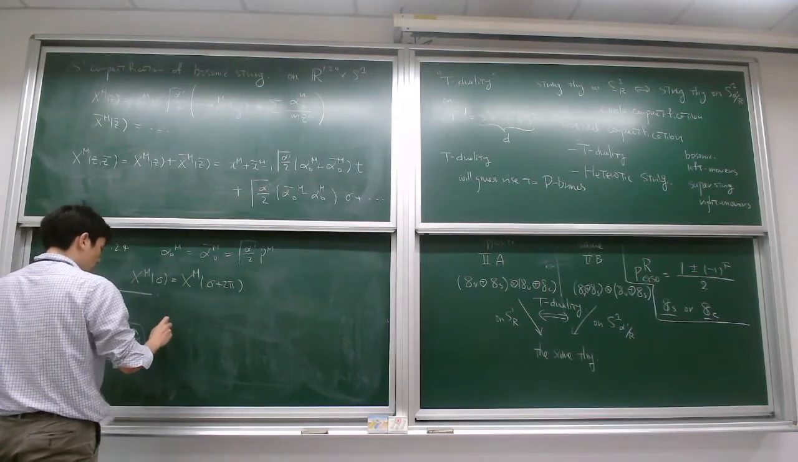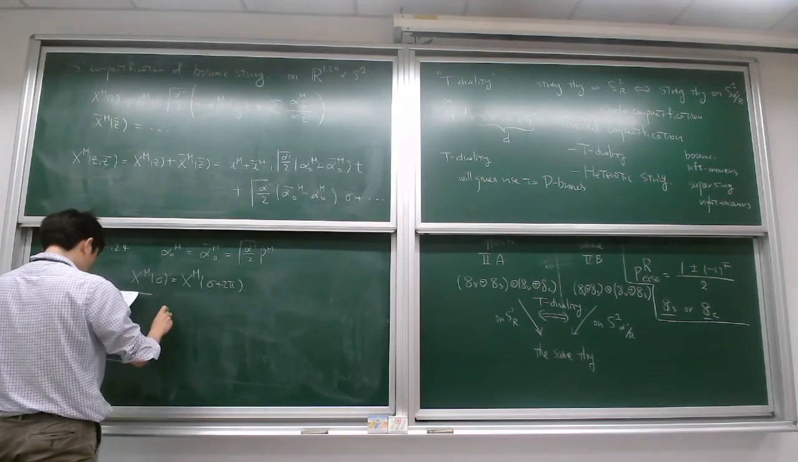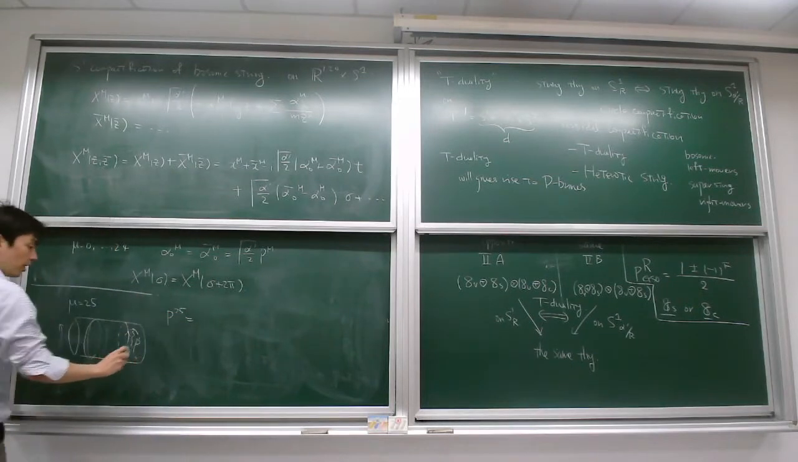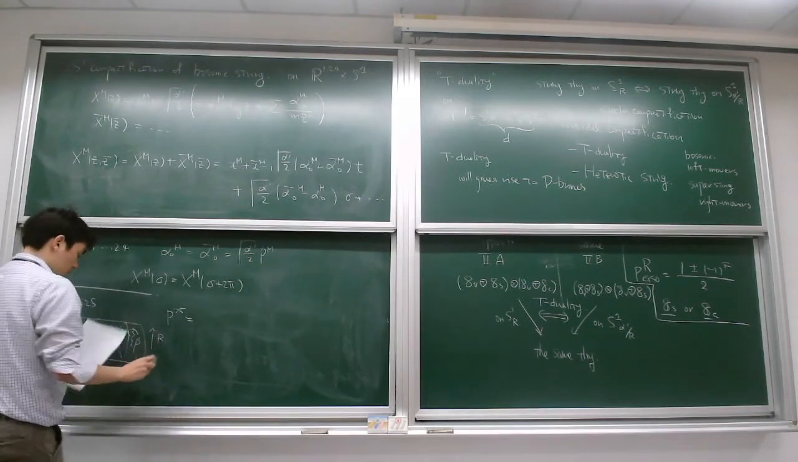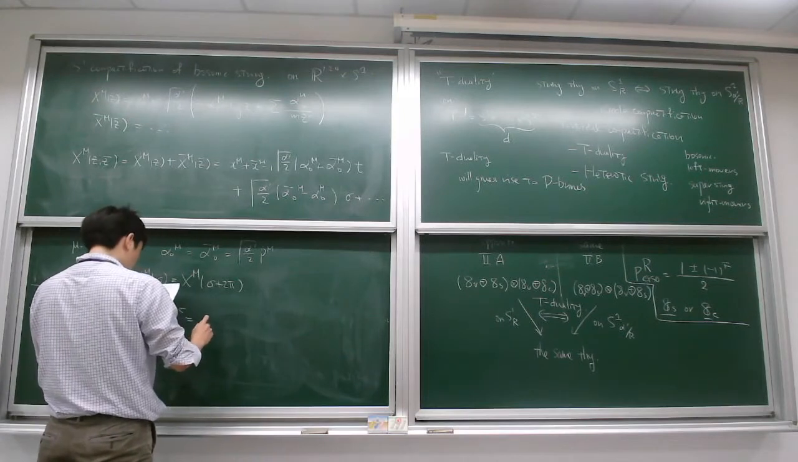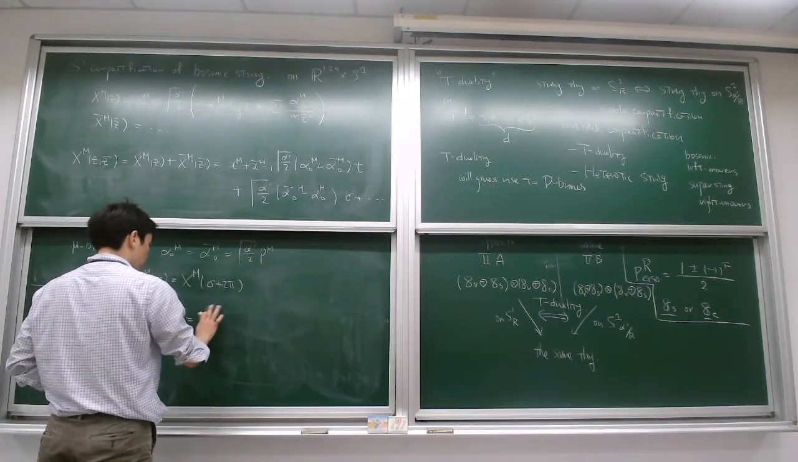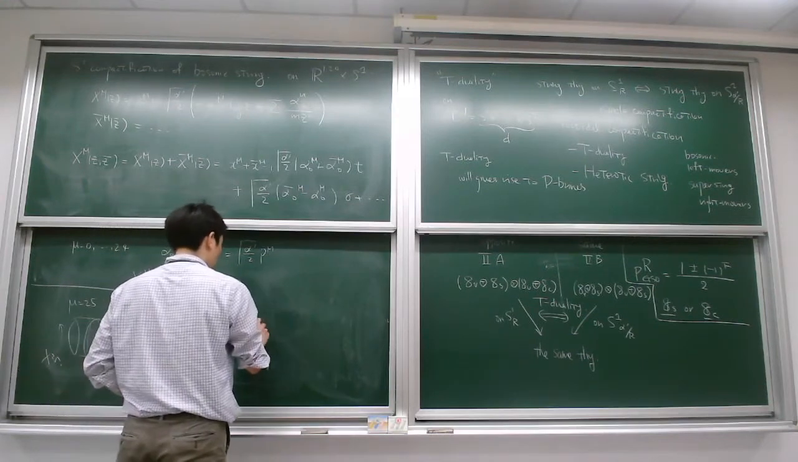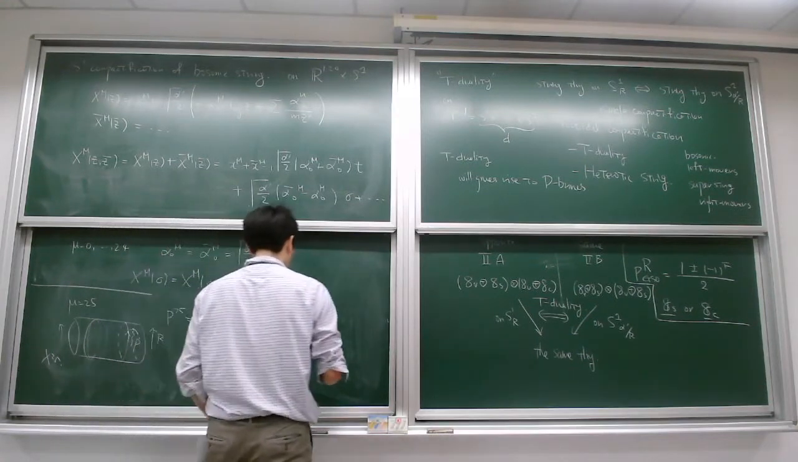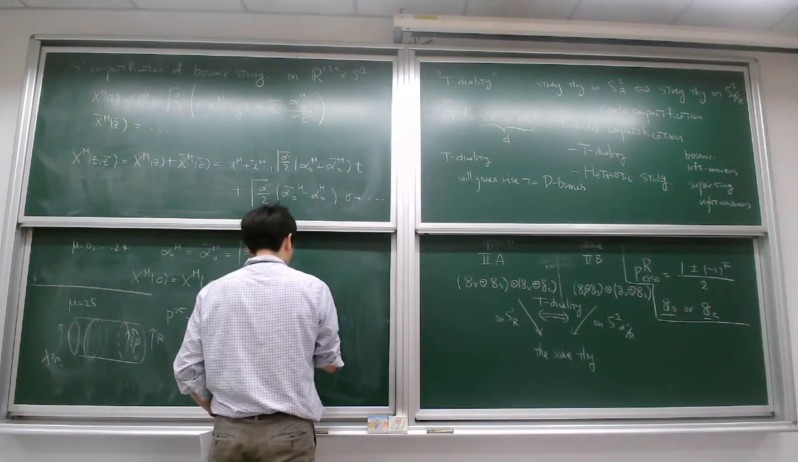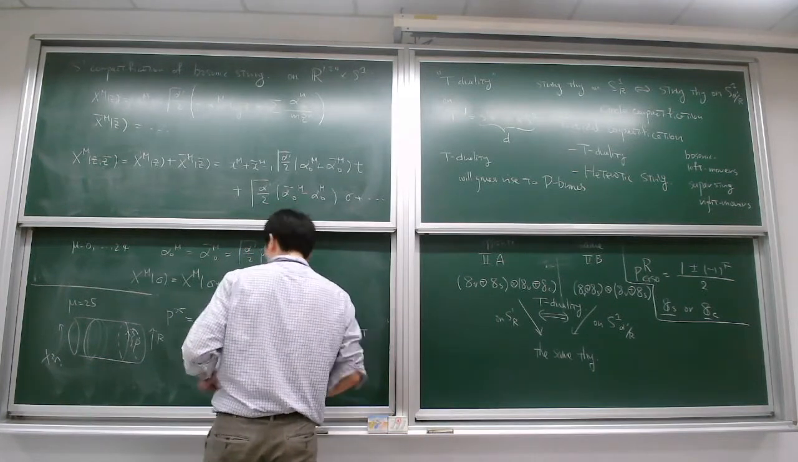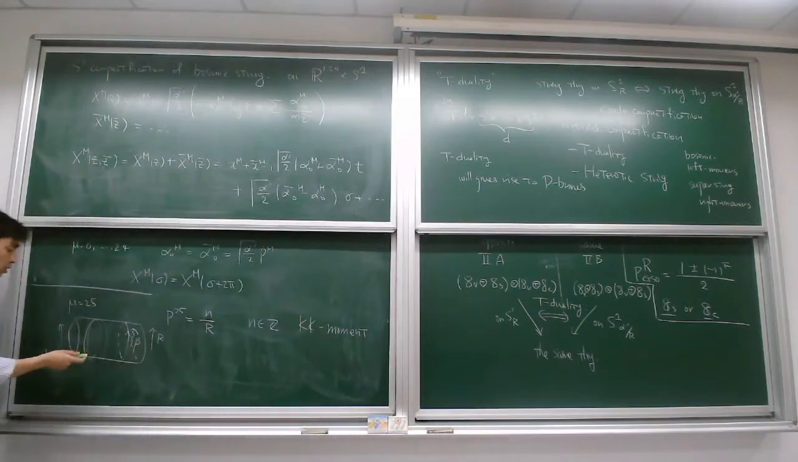So P has to be quantized. If it is radius R, momentum has to be quantized in the unit of 1 over R, so n is an integer. This is called Kaluza-Klein momenta. And also, how many times the string wraps is called the winding number.